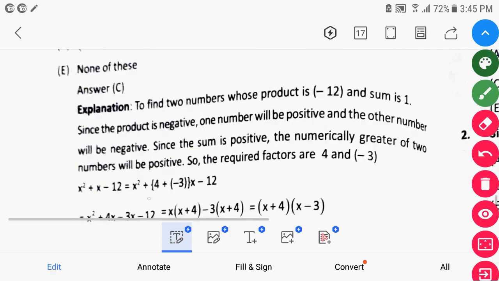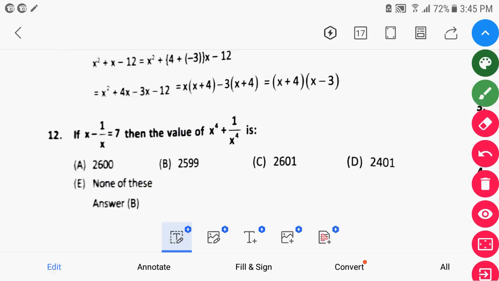Now here x minus 1 upon x is equal to 7 is given to you, and we have to find the value of x raised to 4 plus 1 upon x raised to 4. Here we have to solve this sum in two steps. So first you have to find x minus 1 upon x square's value. That means you have to find the square of 7 also.